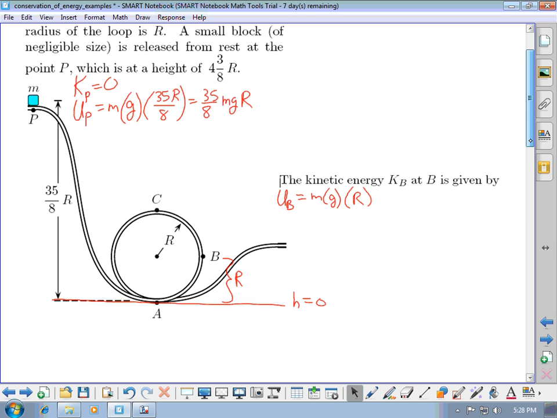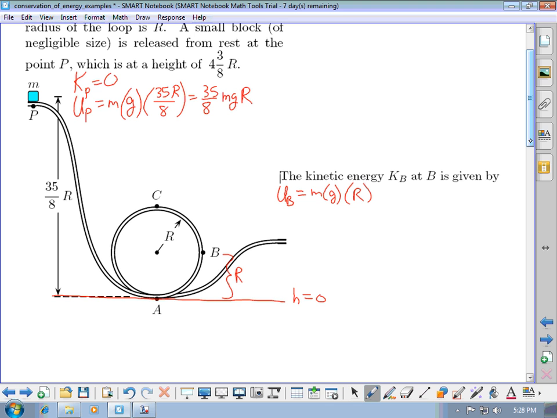And so if I use conservation of energy, the potential energy at point P plus the kinetic energy at point P has to equal the potential energy at point B plus the kinetic energy at point B. I have 35/8 mgR plus 0 kinetic energy equals mgR plus the kinetic energy at B.